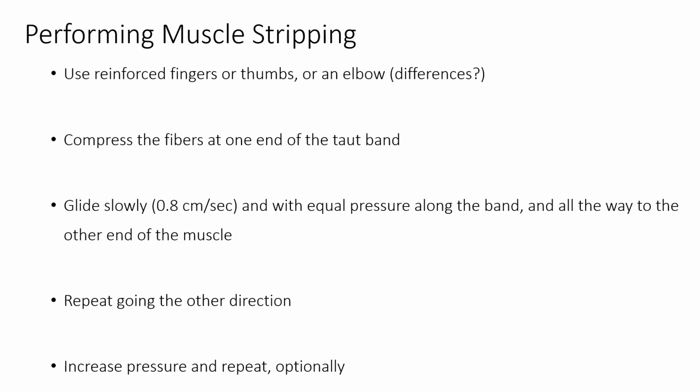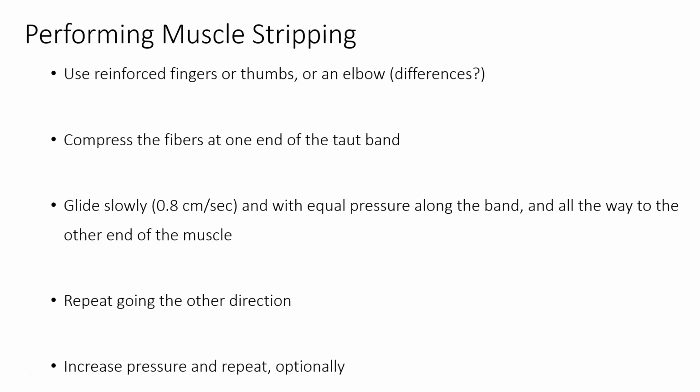It compresses the fibers at one end of the taut band. So we find a taut band, we compress at the end of that taut band, and we glide very slowly and with equal pressure along that entire band all the way to the other end of the muscle. Repeat going the other direction. So we go from one attachment to the other and then back again from the attachment you finished back to the other one. Underline here, the most important part of this technique is you move slowly. And the second most important part is that you maintain equal pressure along the band.